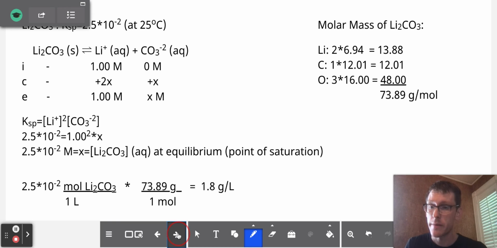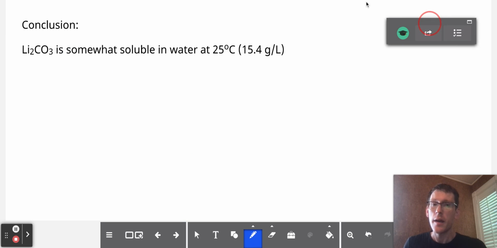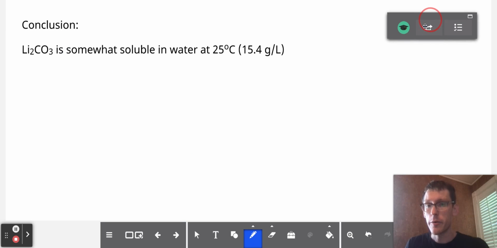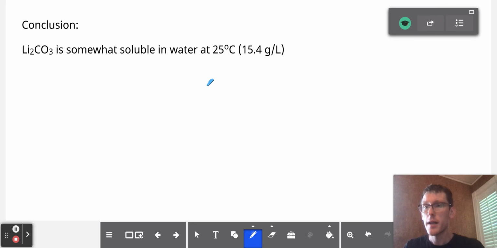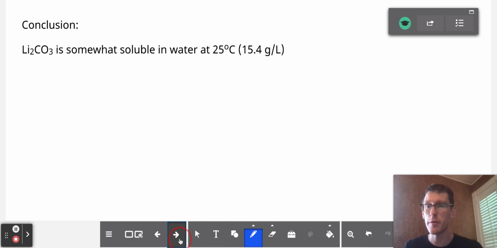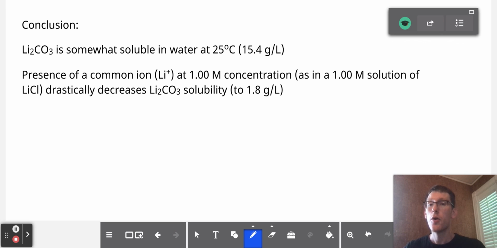So in conclusion, what we know is that lithium carbonate is somewhat soluble in water at 25 degrees Celsius. It has a solubility of 15.4 grams per liter. But in the presence of a molar concentration of lithium ions, lithium carbonate is drastically less soluble. It is only 1.8 grams per liter in a 1.00 molar concentration of lithium ions, as you would have in a 1.00 molar solution of lithium chloride.